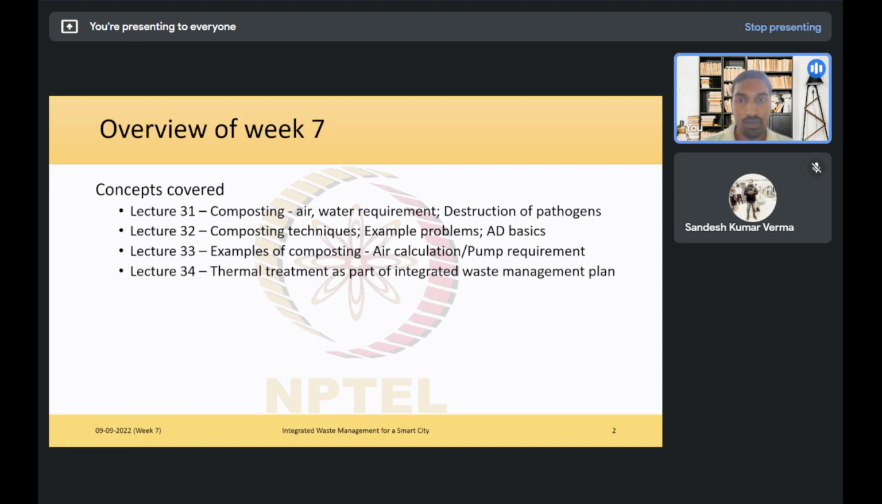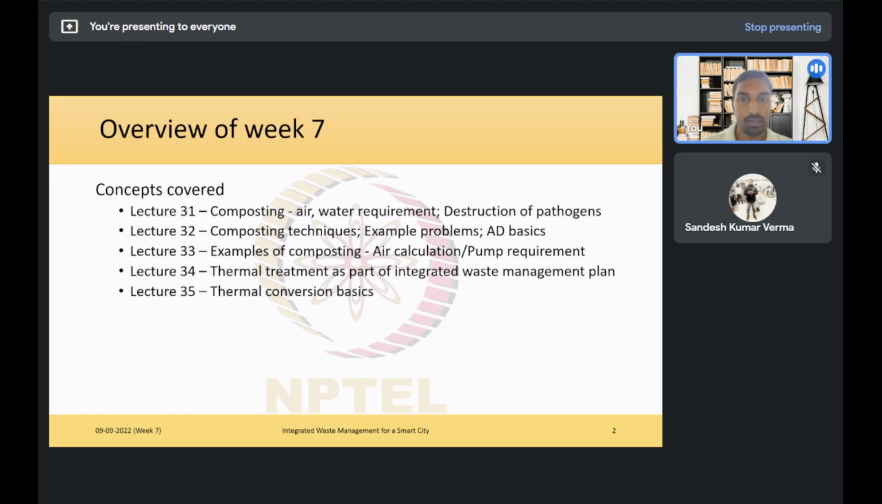And then in the fourth lecture, we moved into the thermal treatment, which is another way of managing waste. In the thermal treatment, we try to use heat, we try to burn the waste. That is one of the solutions that can be adopted, and we looked at how it forms a part of our integrated waste management plan. The fourth lecture was an introduction to thermal treatment, and in the last lecture, we looked at some of the basics of the thermal conversion process.